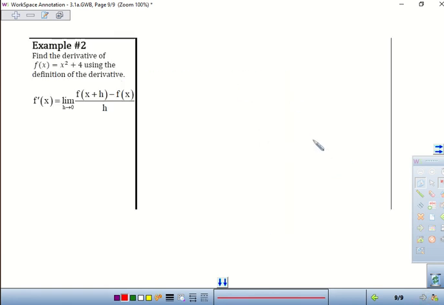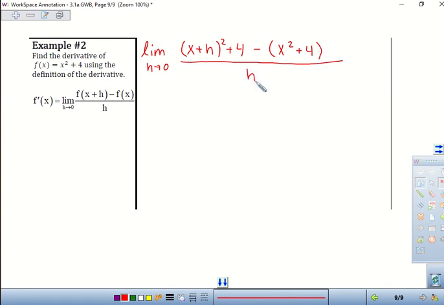So the next question is we're going to find the derivative of x squared plus 4. So we're going to do the same method as before. The limit as h approaches 0. So that's going to be, we're going to take the function, and we're going to replace x with x plus h. That's step 1. Minus, then you're just going to minus whatever the actual function is. And that's all over h. So remember, you just take the function, and you replace x with x plus h for the first part.